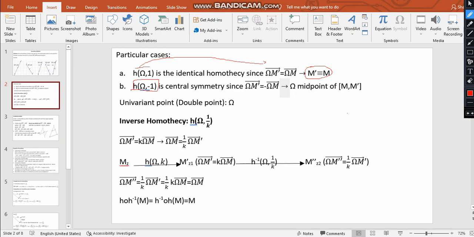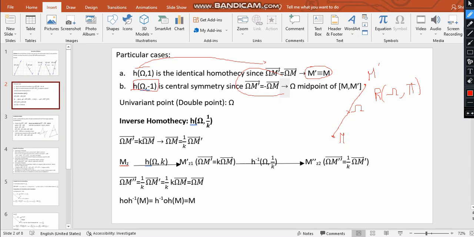For example, if you have omega and a point M, and I say I want vector omega M prime equal to minus vector omega M. In that case, omega will be the midpoint of M prime M, as if we had a rotation of center omega and angle pi. So this is called, as we know from the chapter before, central symmetry, where the center omega is the midpoint of M M prime.